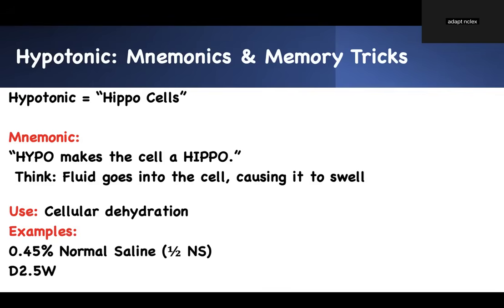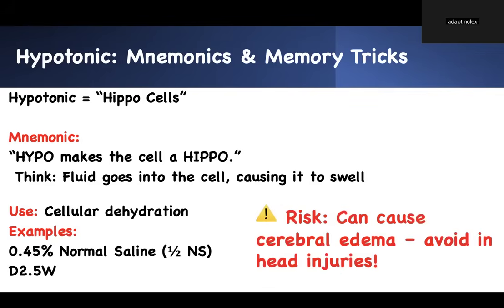D5W is different. If you're sitting there in the bottle, it's hypertonic. As soon as you start to infuse, it's isotonic. By the end of the infusion, it's hypotonic. So it's a little bit different. What you need to watch for, because you cause things to swell, is that it can go inside the brain and cause cerebral edema. So when somebody has a head injury, never give them hypotonic solution. Never give them hypotonic solution. Once again, that is the red flag.